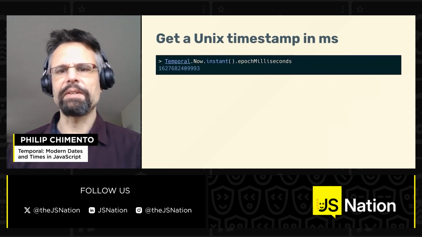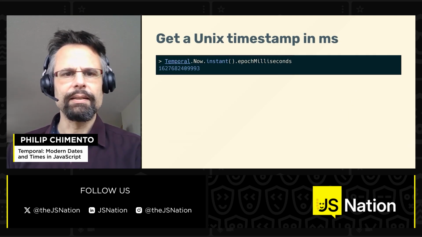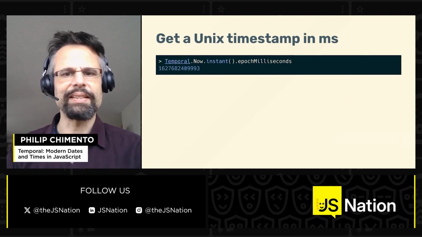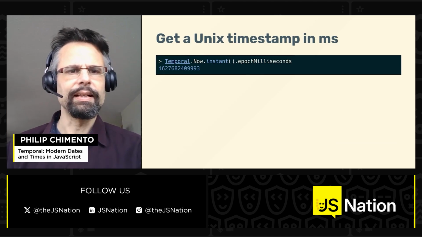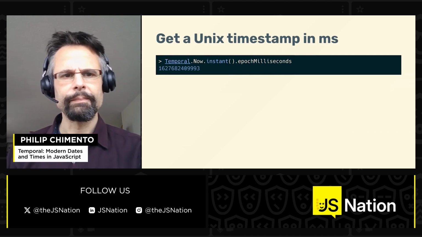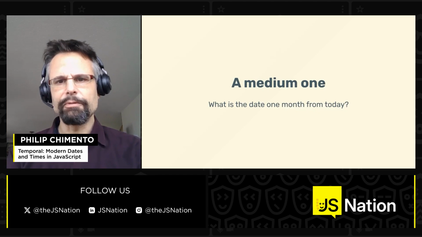So we put all the information on the previous slides together into this one-liner here. We get the result of Temporal.Now.instant and examine its epochMilliseconds property to obtain a Unix timestamp in milliseconds. And here's a possible output, depending on when you call the method. So that was the easy task. Now for the medium task.